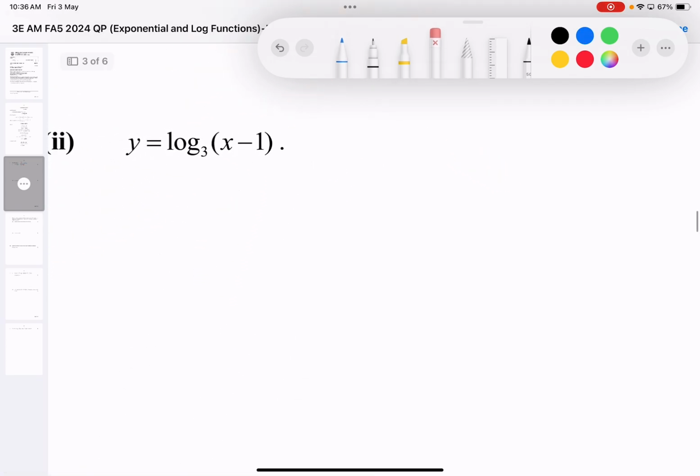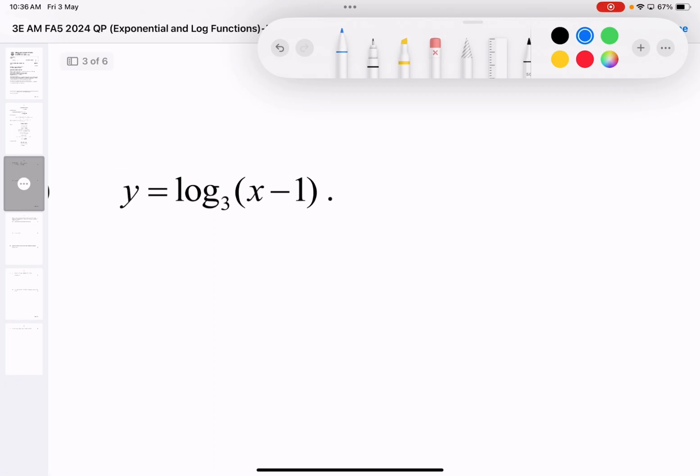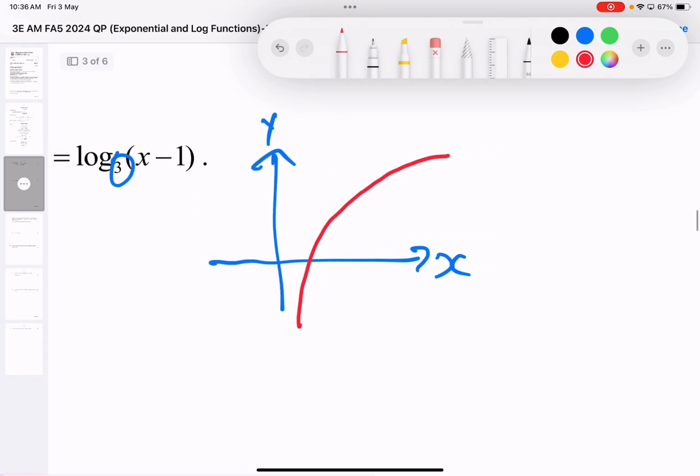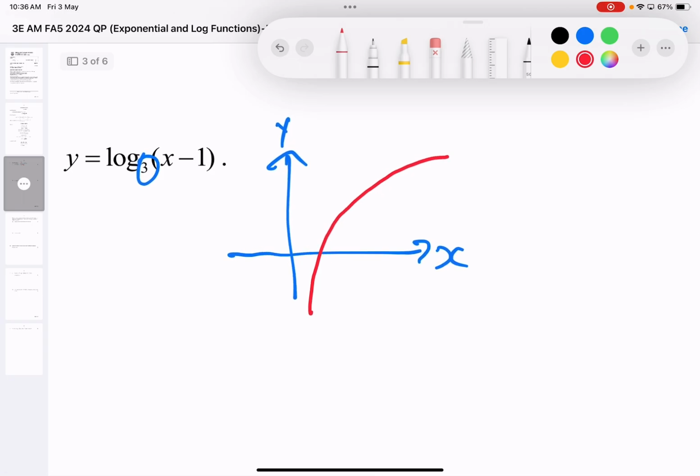y equals log base 3 of x. The base here is greater than 1. So the basic shape is going to look like what? What is the basic shape of the parent function log base a when a is greater than 1? It's going to look like this. Am I right? Okay, so it's going to look like this. So this is the graph of y equals log base 3 of x.